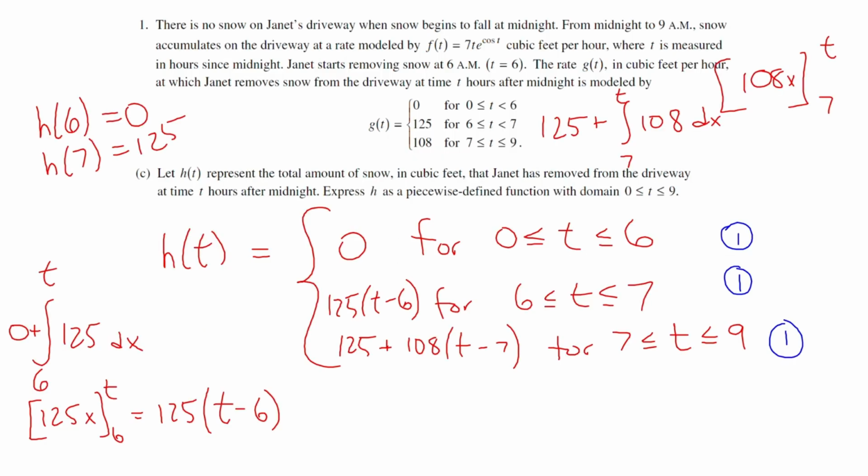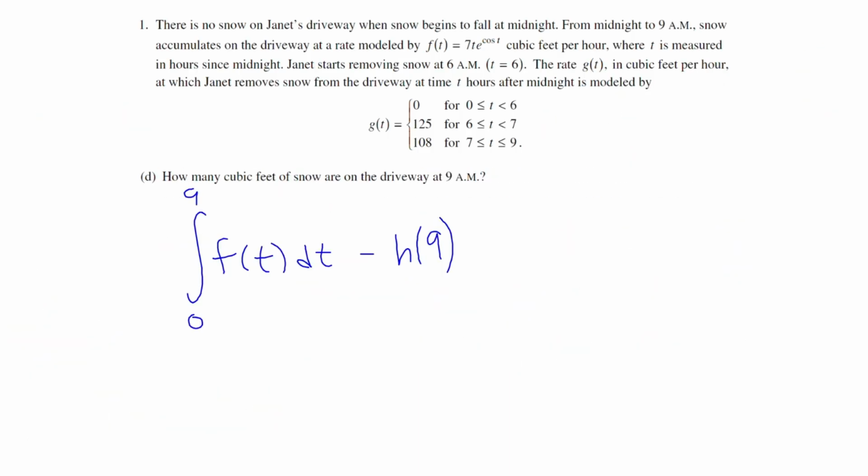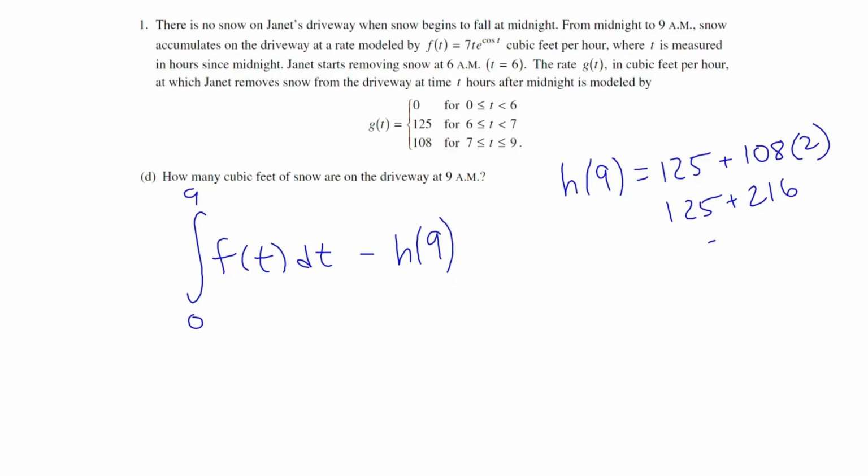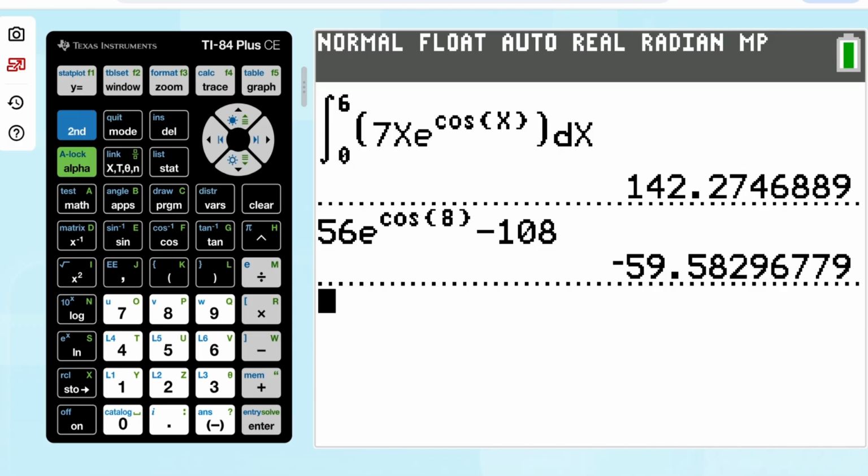So if we look at our function h of 9 here, if we plug in 9 to this, it's going to be 125 plus 108 times 2, right? H of 9 is 125 plus 108 times 2, or 125 plus 216. So what does that come out to be? That comes out to be 341. So we're looking at the integral from 0 to 9 of f of t minus 341.